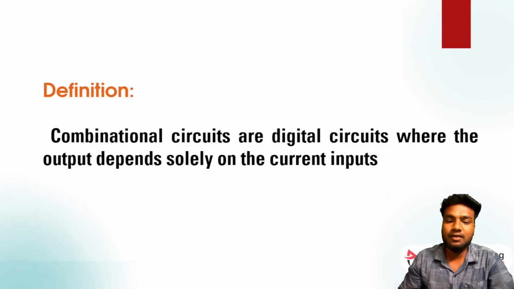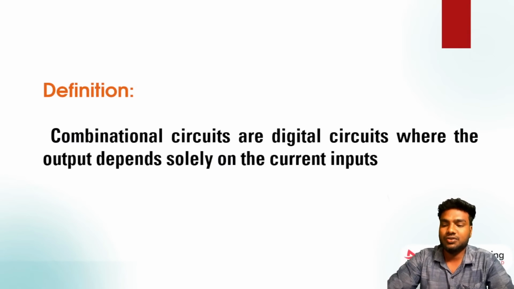So basically, combinational logics. We know that combinational logics are mux, demux, adder, full adder, encoder, decoder. It is the digital circuit where the output depends on the current input. So this is the basic definition of combinational circuits. The output depends on the current inputs only. It won't depend on previous input.